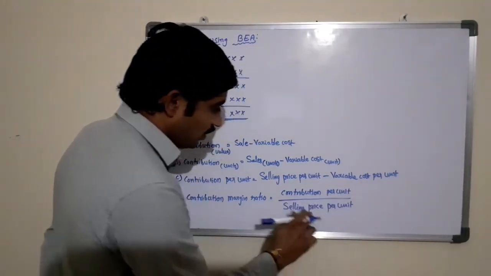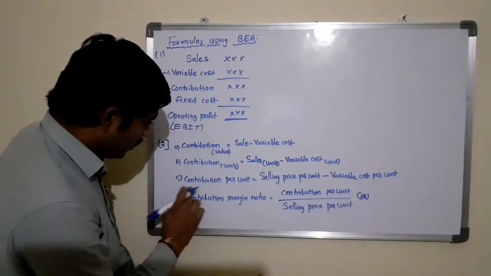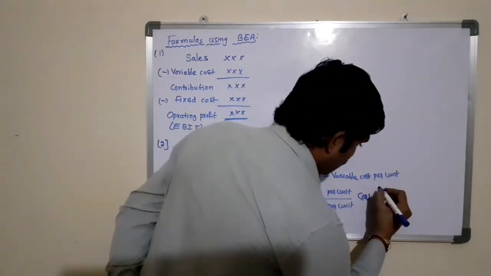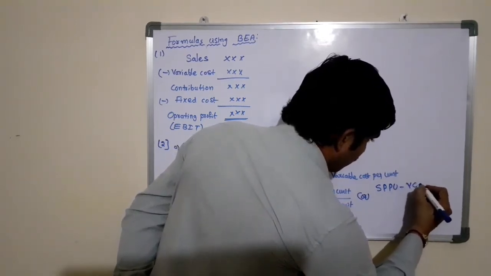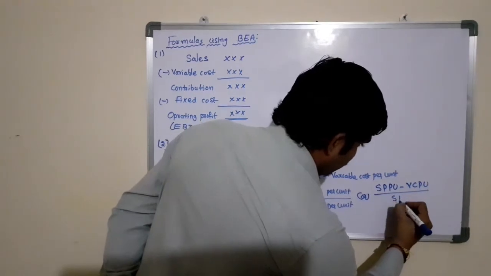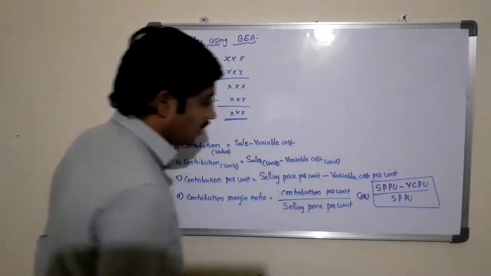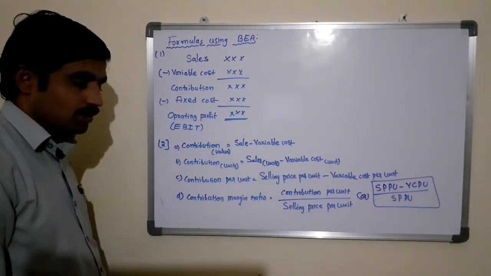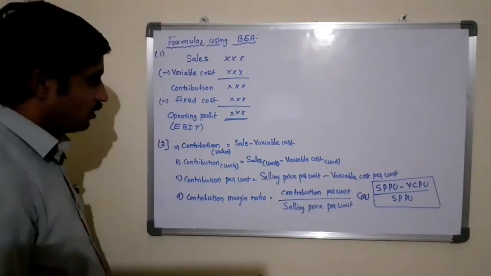Contribution per unit by selling price per unit, or contribution per unit means selling price per unit minus variable cost per unit. Selling price per unit minus variable cost per unit by selling price per unit. This is also one of the equations to determine contribution margin ratio. So they are the formulas relating to the contribution.